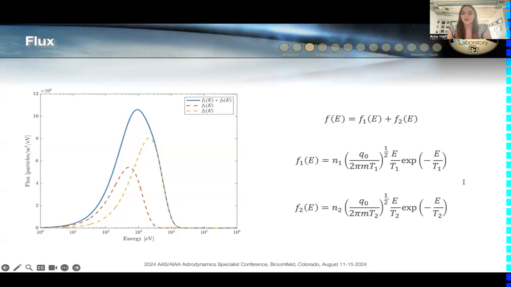Okay, let's get started and talk about the bi-Maxwellian plasma. The flux for a bi-Maxwellian plasma is simply the sum of the flux for two Maxwellian plasmas. The result is seen here in the figure.